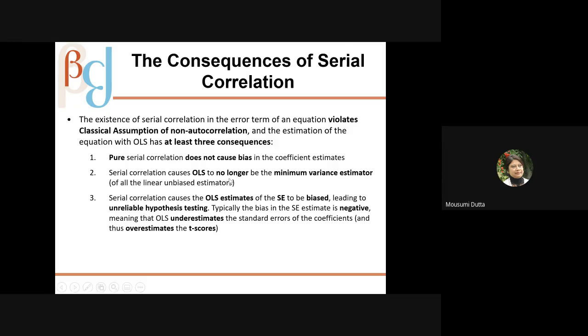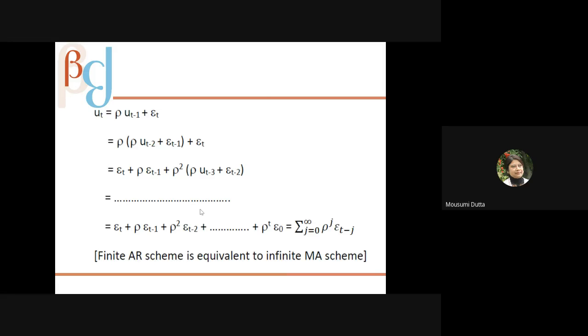Serial correlation causes OLS no longer to be the minimum variance estimator. Serial correlation causes the OLS estimates of the standard errors to be biased, leading to unreliable hypothesis testing. Your T statistics are based on the estimated value of the coefficient divided by their standard errors. So if the standard errors are not following the best property, all the T statistics you calculate will be erroneous.